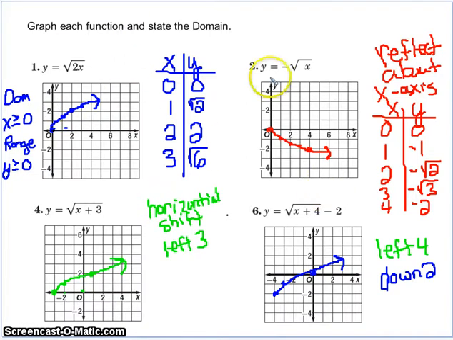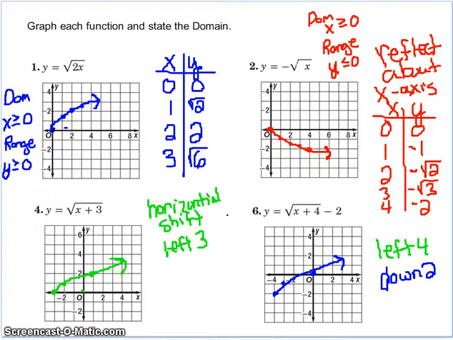If we look at number 2, things change. For the x-axis, we are still putting in positive, so our domain is going to be x is greater than or equal to 0. And our range is going to be different. Because we reflected about the x-axis, we're not using the positive part of the y-axis anymore. We're using the negative part of the y-axis. So y isn't going to be greater than or equal to 0. y is going to be less than or equal to 0. If your x is positive and your y is negative, then you're going to be in quadrant 4.